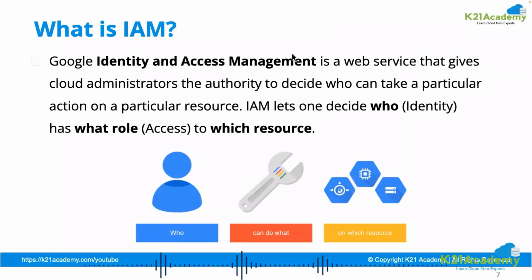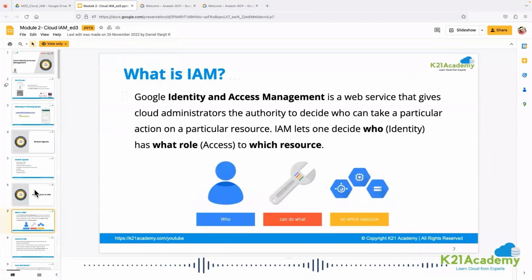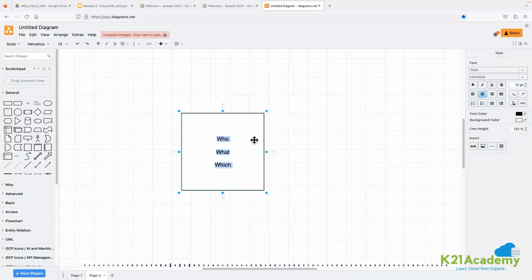Google Identity and Access Management is a web service that lets cloud administrators give particular users permission to perform particular actions on particular resources. Who, what role, on which resources. This is very important: how IAM works. Let me explain. If you can answer these three questions, you know how IAM works: who, what, and which resources.